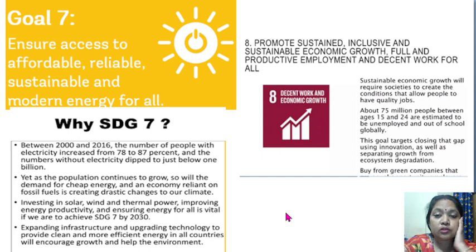Then goal number 8 is to promote sustained, inclusive and sustainable economic growth, full and productive employment and decent work for all. Sustainable economic growth will require societies to create the conditions that allow people to have quality jobs. About 75 million people between ages 15 and 24 are estimated to be unemployed and out of school globally. So this goal targets closing that gap using innovation, as well as separating growth from ecosystem degradation.